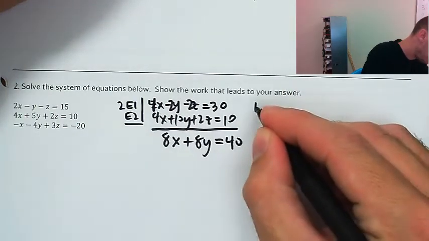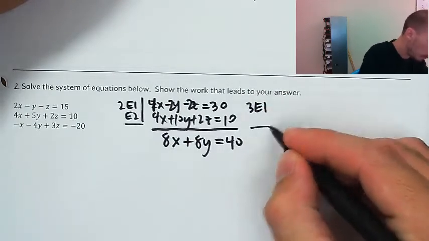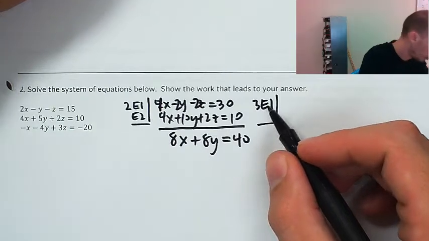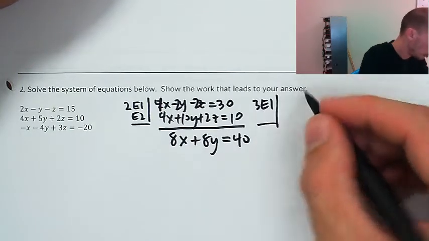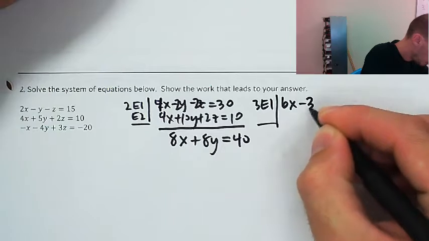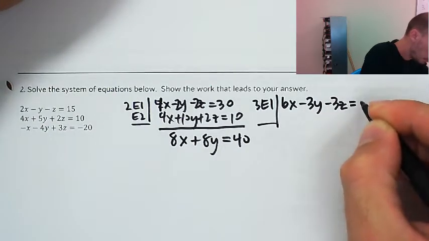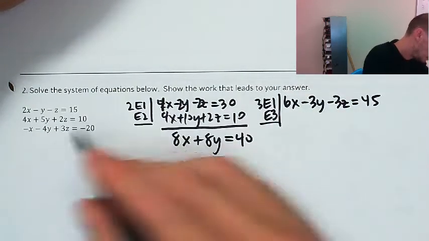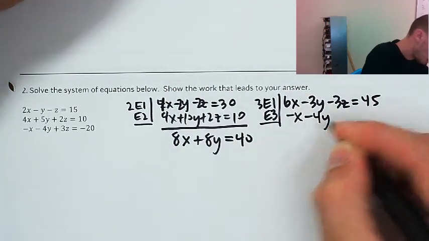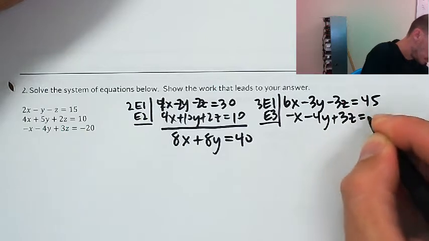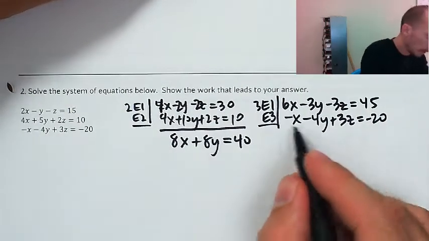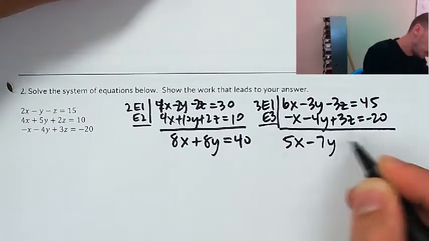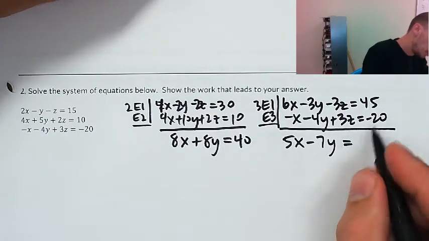So I'm going to need 3 of equation 1. And maybe to keep myself from having the same issue, I'm going to start by doing that. If you find yourself making errors at this step, you can do them one equation at a time. 3 of equation 1 is 6x, negative 3y, negative 3z equaling 45. And then I'm going to add that to equation 3, which is negative x minus 4y plus 3z equaling negative 20, to kill off those z's. Now I will eliminate my z, and I'll have 5x minus 7y equaling 25.